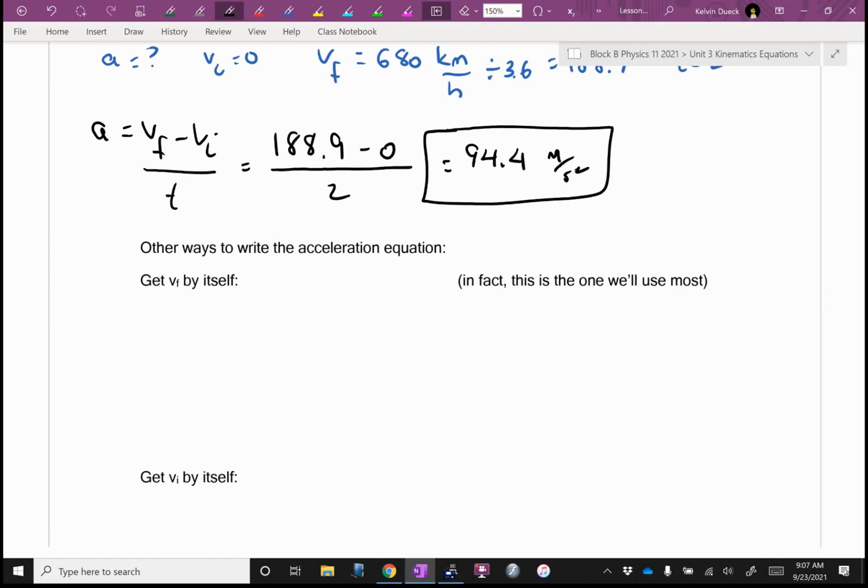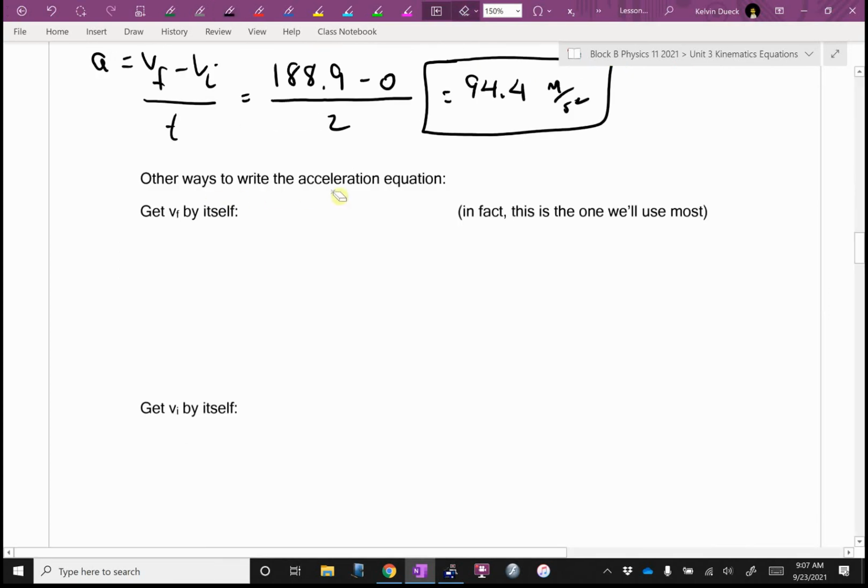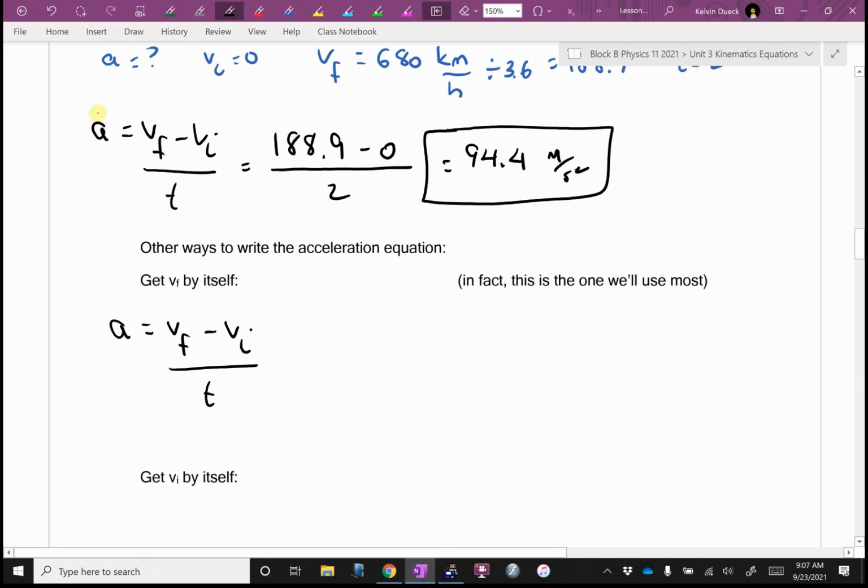We're starting it right now. There's other ways to write the equation. It says get the VF by itself. Let's start out by writing down our equation. A equals VF minus VI over T. And you know what? I got a little sloppy with my vector notation. I should have put a vector sign there, and I won't take marks off if you forget, but I'm a nerd. Okay.